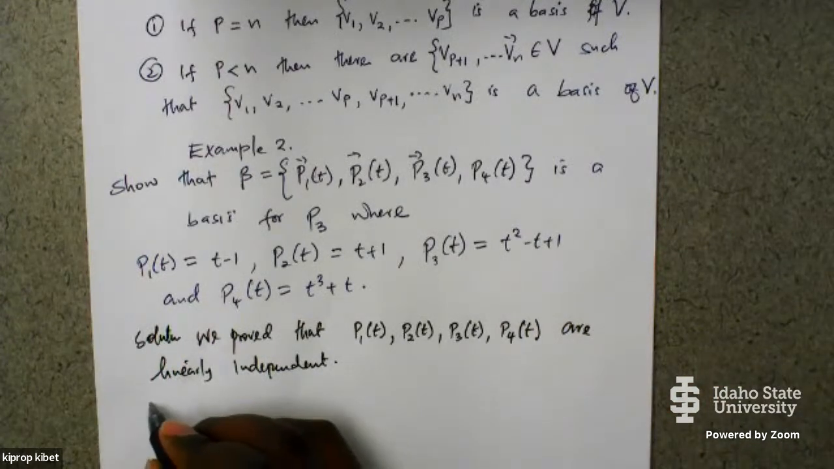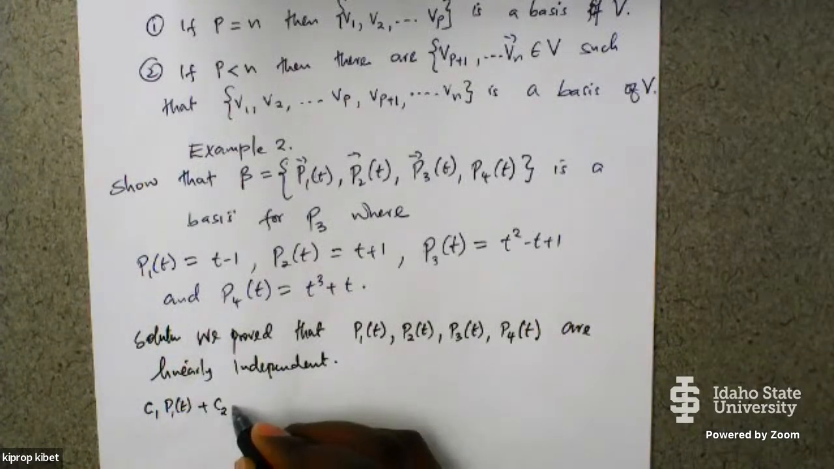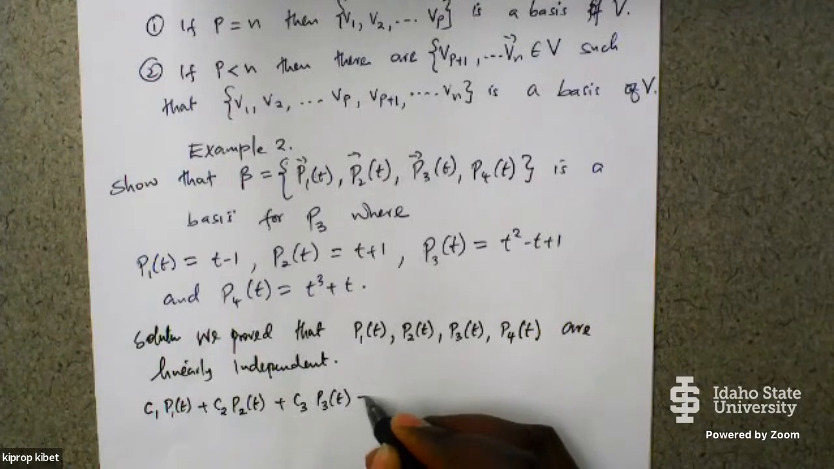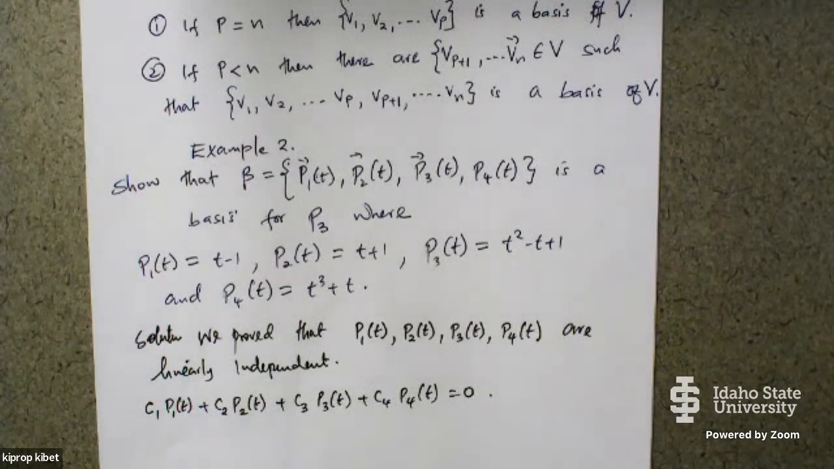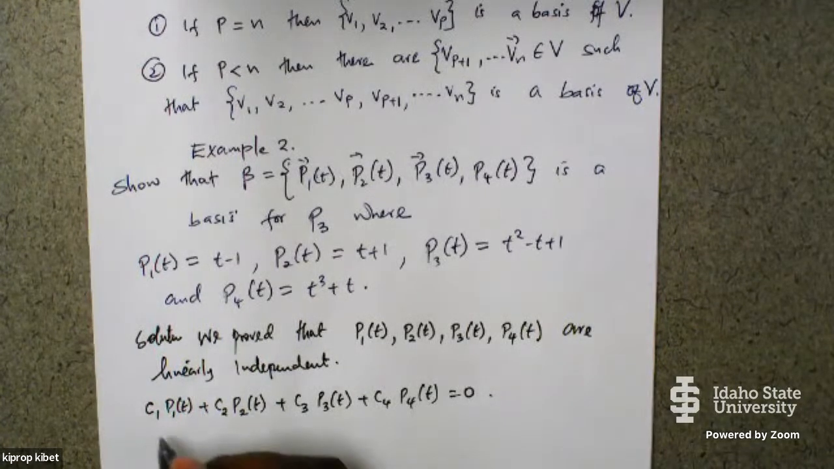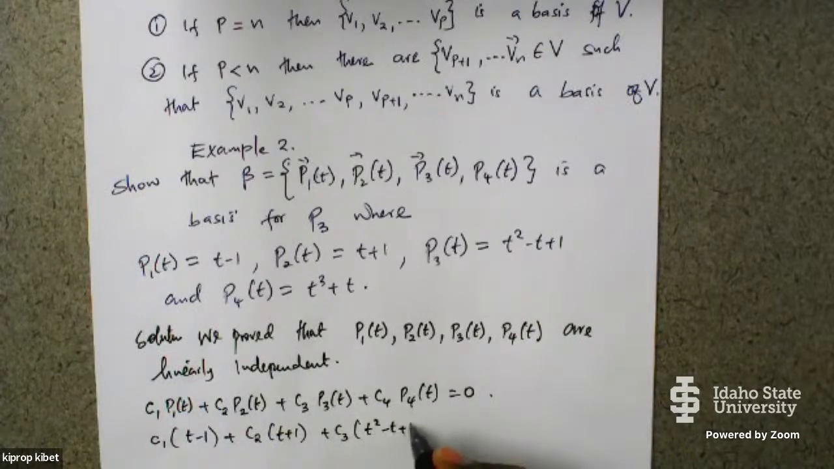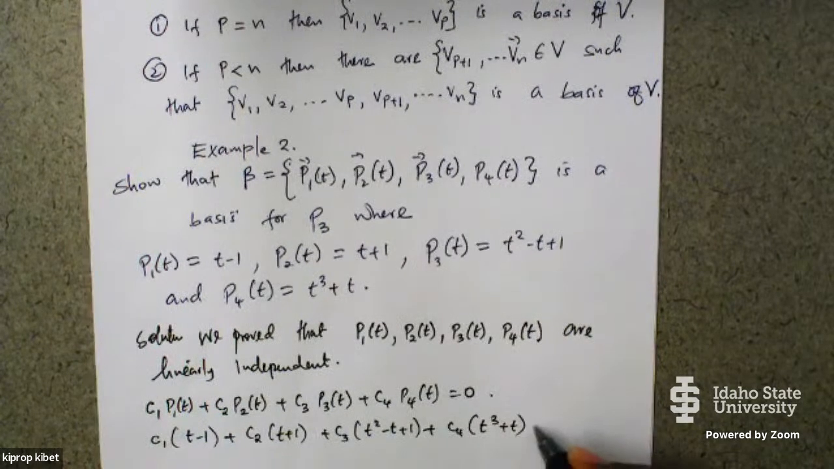Where we said C1 P1 of T plus C2 P2 of T plus C3 P3 of T plus C4 P4 of T equals to 0. And then we substitute these values of P1, P2, and P3. So C1 (T minus 1) plus C2 (T plus 1) plus C3 (T square minus T plus 1) plus C4 (T cubed plus T) equals to 0.